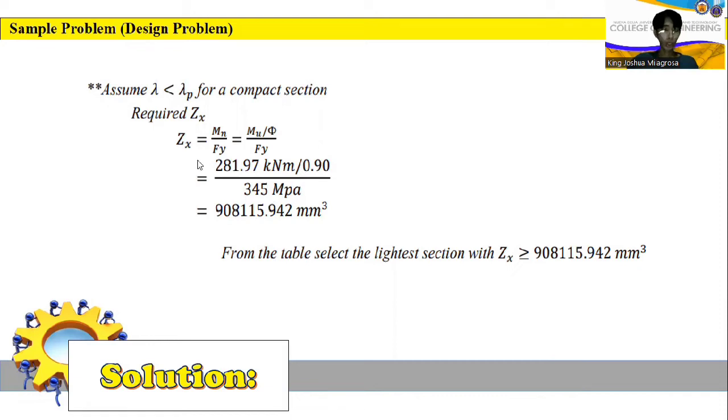Zx natin or yung plastic section modulus natin is equal yan sa 908,115.942 mm3. So from the table, select the highlighted section with Zx is greater than or equal to 908,115.942 mm3.